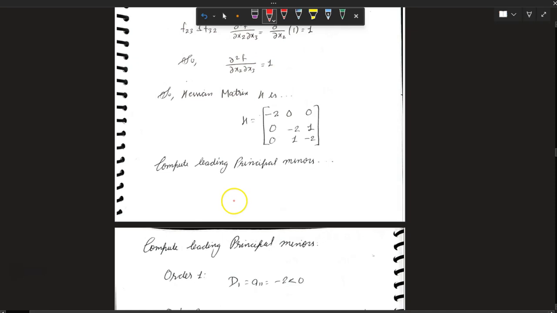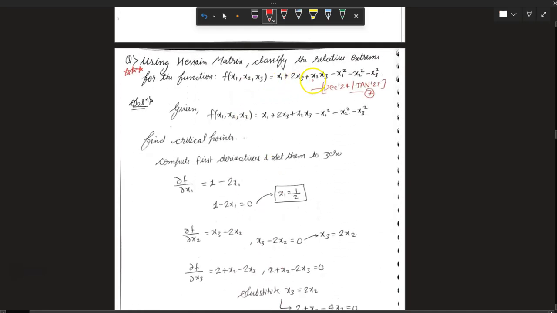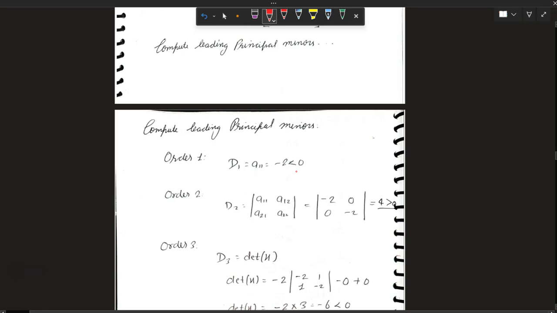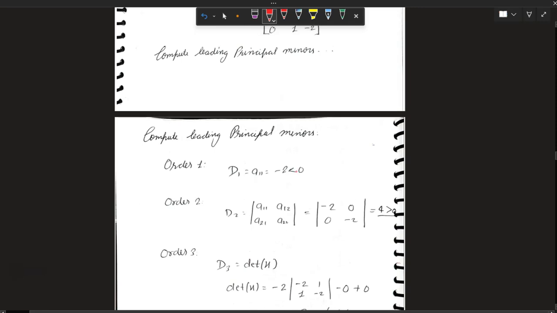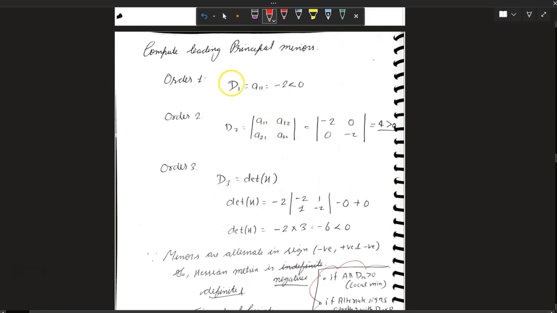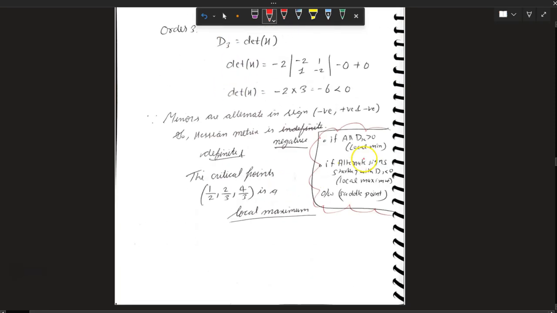Then compute the leading principal minors for checking the relative extreme. You have to check whether order 1, order 2, order 3 satisfy a particular condition. What is dk? Here k is 1, 2, 3. If all dk are greater than 0, you can conclude it is a local minimum. If the signs alternate, like first negative, then positive, then negative, you can conclude it is a local maximum. Otherwise you call it a saddle point, because if it is any random pattern, not alternating or anything else, you can conclude it is a saddle point.